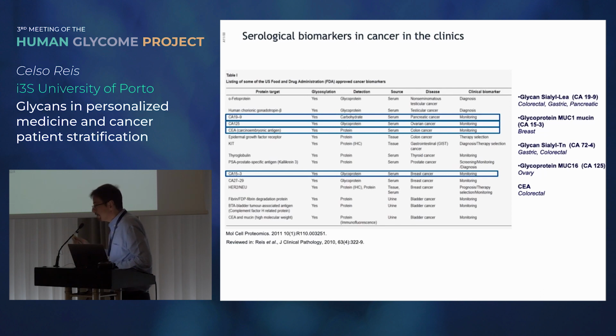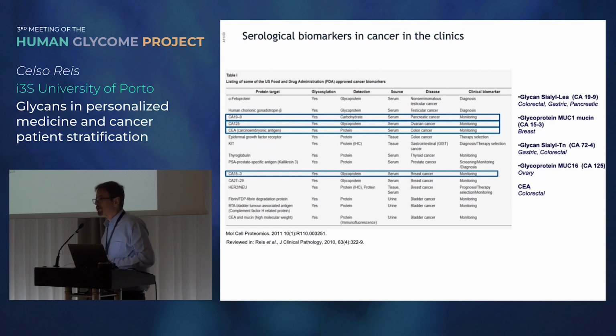Some of these glycans, as has already been nicely presented today, are approved markers used in the clinic for different types of cancer. Unfortunately, as also has been mentioned, they have very strong limitations in terms of diagnostics. They are basically used for monitoring the patient after diagnosis, so monitoring the recurrence of disease and so on.